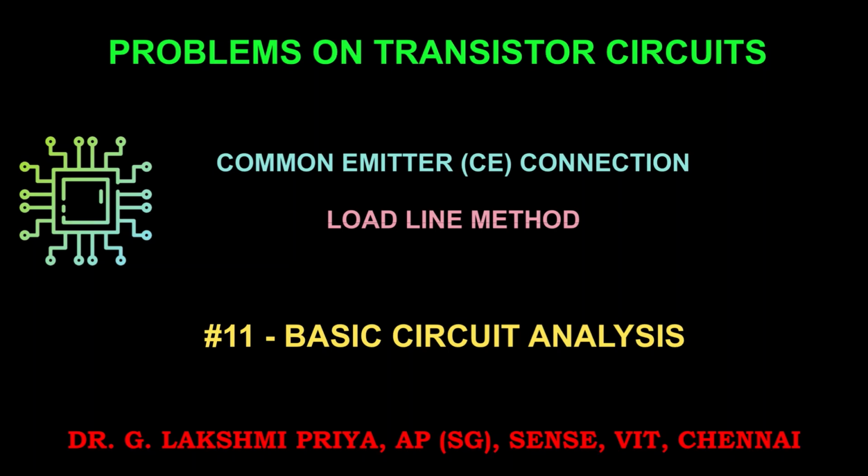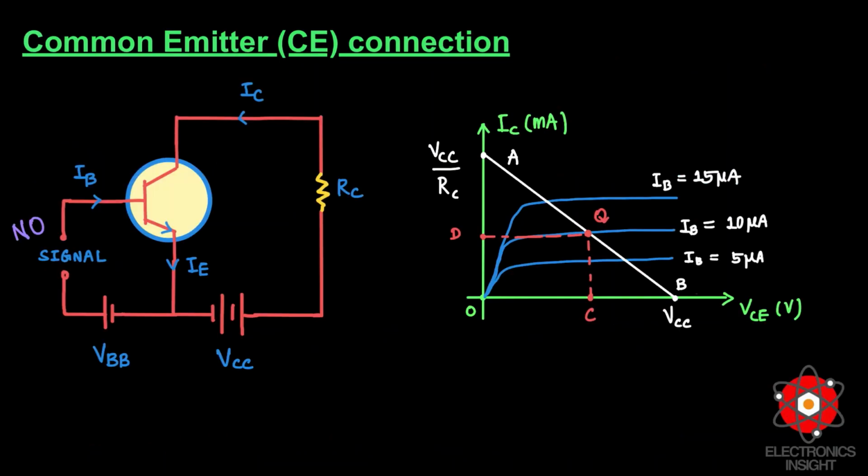The next video on basic circuit analysis. Here we are going to solve problems related to the common emitter configuration of NPN transistor and a different aspect of load line analysis. Generally speaking, about any transistor circuit analysis, it is required to determine the collector current for various collector to emitter voltages.